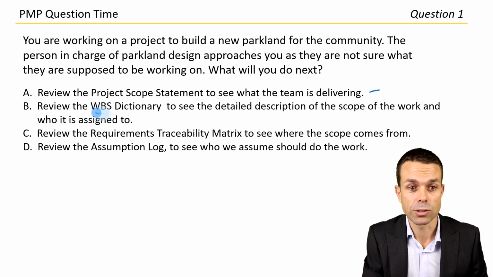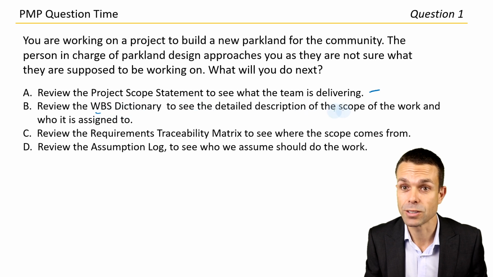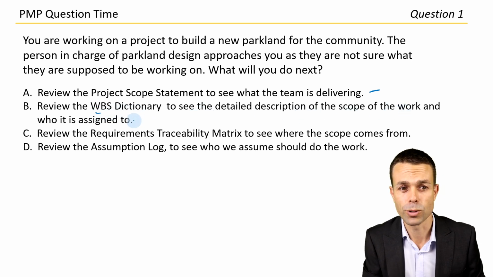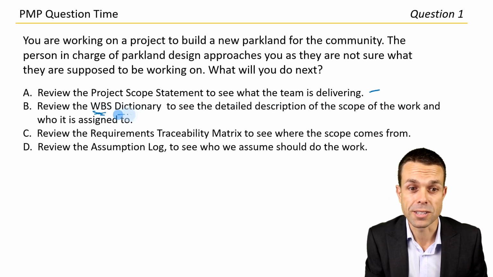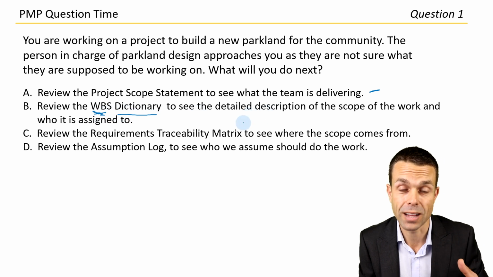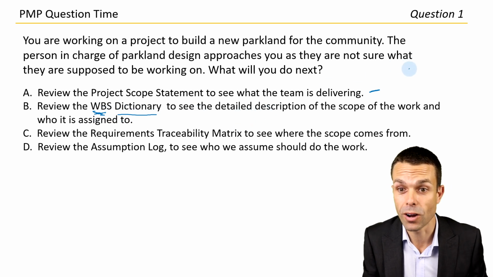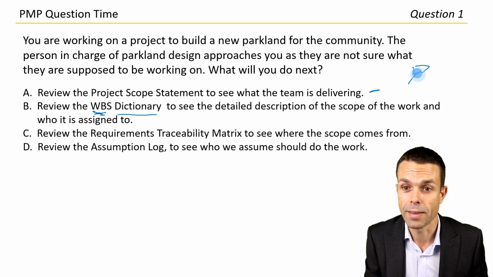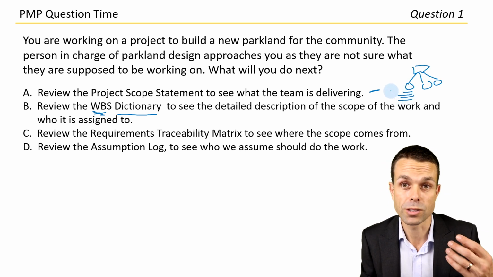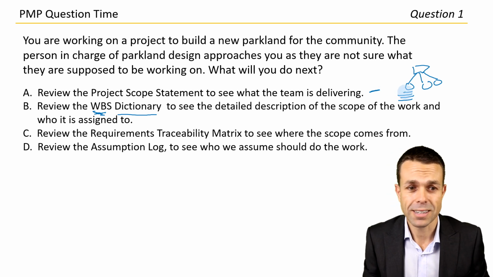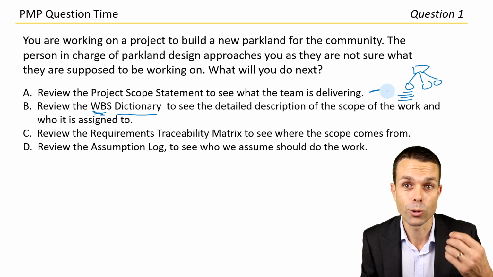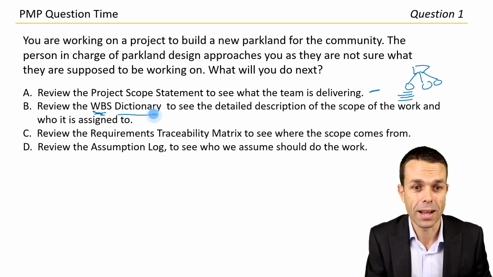Review the WBS or Work Breakdown Structure Dictionary to see the detailed description of the scope and the work and who it's assigned to. This one could work because it's the work breakdown structure, but it's the dictionary which has all of the extra details for each of the broken down items. So you've got the high level items up here, and then they're broken down into smaller pieces. But this is actually giving them all the details. So it's who's assigned to it, what's the unique identifier, what's the testing criteria, and a lot of that sort of thing. So that actually could work, especially if we're talking about who is assigned to the item. I think this could be our guy.